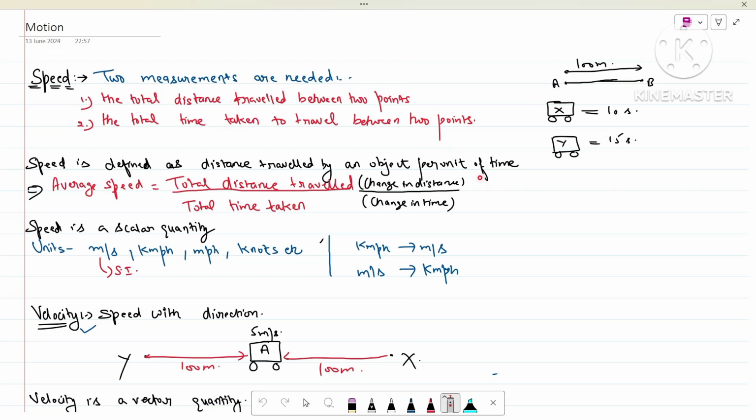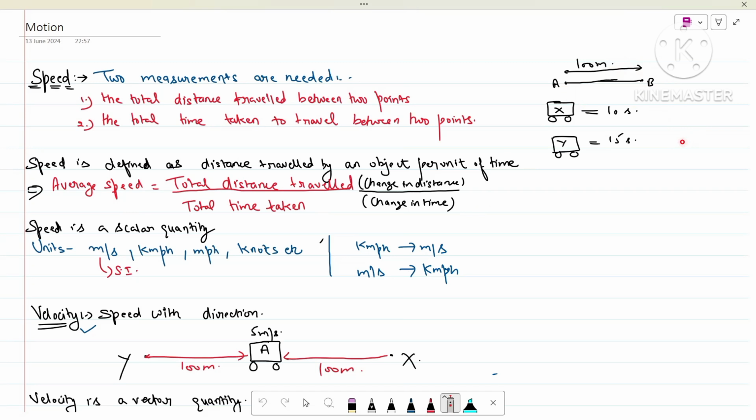How do you find average speed? Average speed is defined as the total distance traveled divided by the total time taken. Or you can say change in distance by change in time also. Let's say this is the initial point located at 0 meter, and this is the final point located at 100 meter. So the change in distance is 100 meter, divided by the change in time taken.